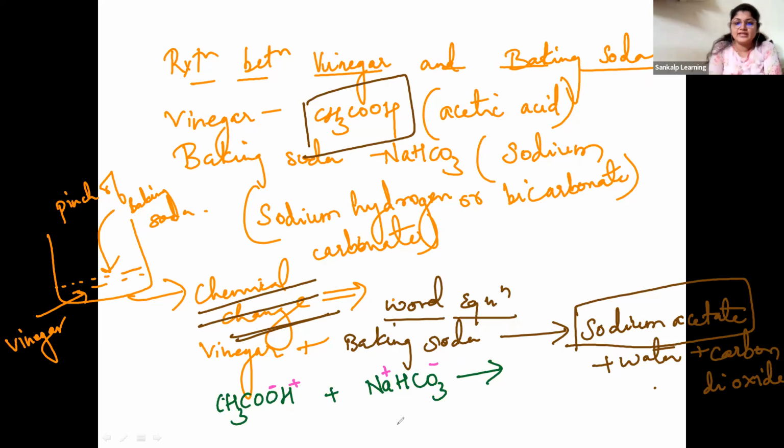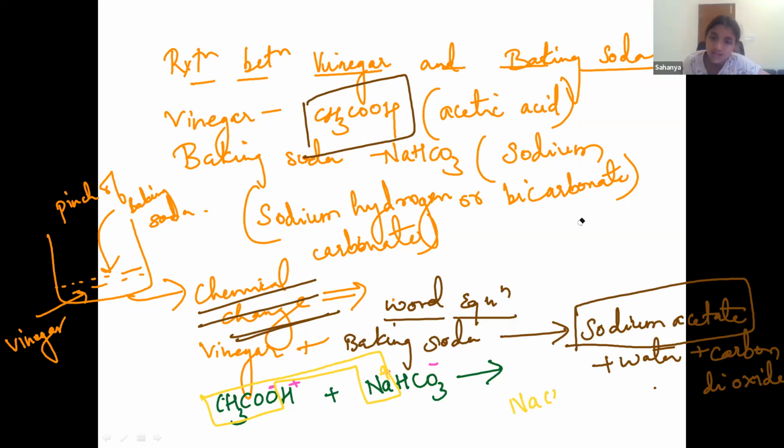When the reaction is taking place, how will it form? Na will get combined with CH3COO. This positive part is linking with this negative part. So it forms CH3COONa, because this is the negative part and this is the positive part.